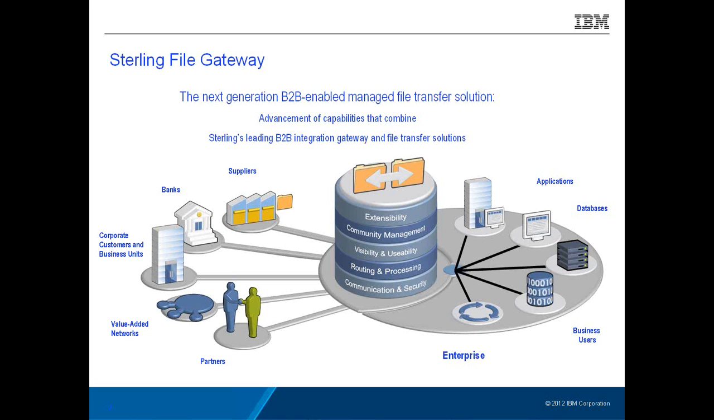Sterling File Gateway sits on Sterling Integrator, which has a lot of built-in adapters through which you can integrate into your backend applications. So extensibility is achieved by leveraging the underlying Sterling Integrator, through which you can have complete seamless integration into a backend application, and hence data flow is uninterrupted.